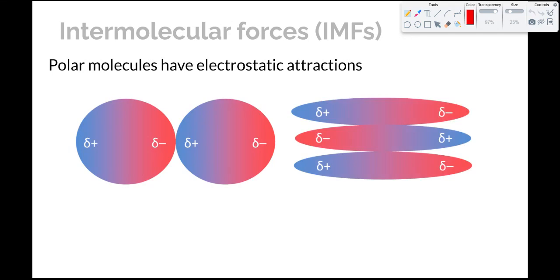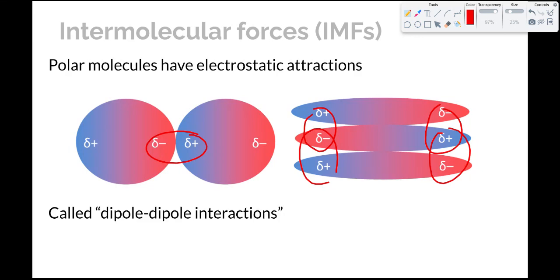Here's another view of this. We see plus and minus attracted, plus and minus are attracted, minus and plus are attracted, minus and plus are attracted. Here we have plus and minus attracted to each other. So what's going on there is the attraction for opposite charge, just like in ions, but it's quite a bit weaker. These are called dipole-dipole interactions because they're interactions between dipoles. Sometimes they're called dipole-dipole attractions or dipole-dipole forces.